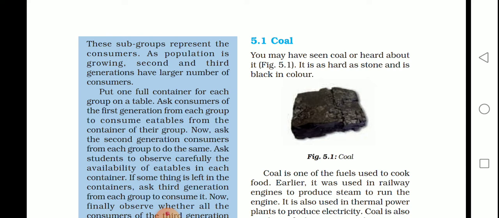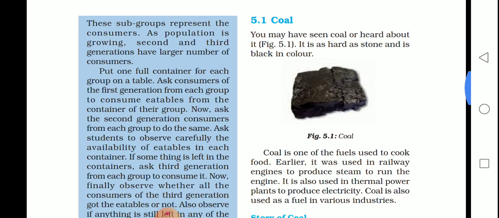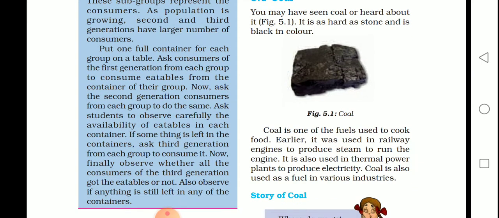Coal is one of the fuels used for cooking food. In various sectors you will find coal is used as a fuel to cook food. In earlier days it was used as a fuel in railway engines to produce steam to run the engine. It is also used in thermal power plants for producing electricity. At present, coal is used for producing electricity in thermal power plants. Coal is also used as fuel in various industries.